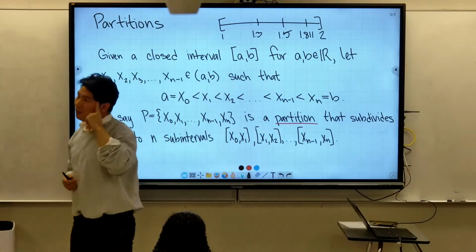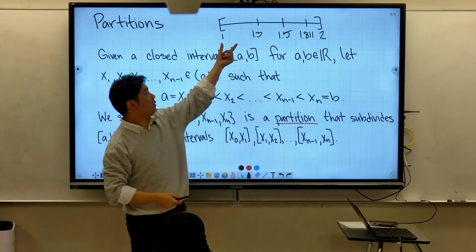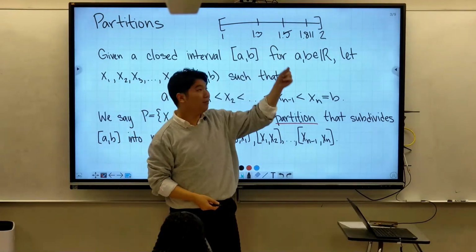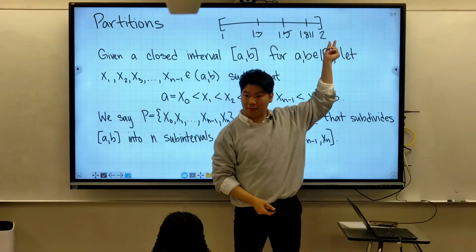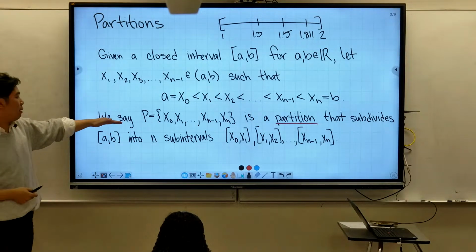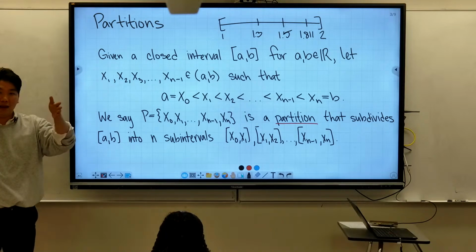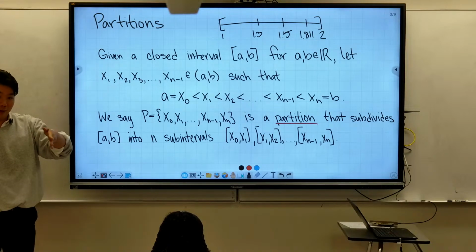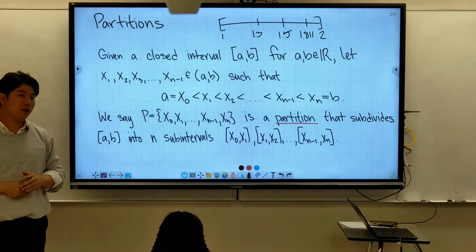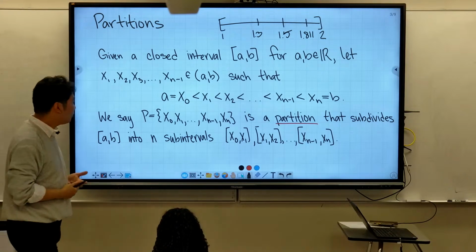So I have an interval, and by choosing these random numbers, I split up my big interval into smaller ones. I have this interval, this one, this one, and then this last one. So I have 4 intervals, for example. That's what this is saying. I had an interval, I chose the numbers in between, and that splits up the big interval into smaller ones. This is what we call a partition of an interval.